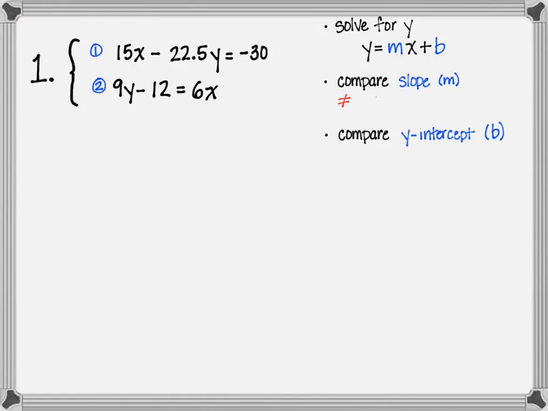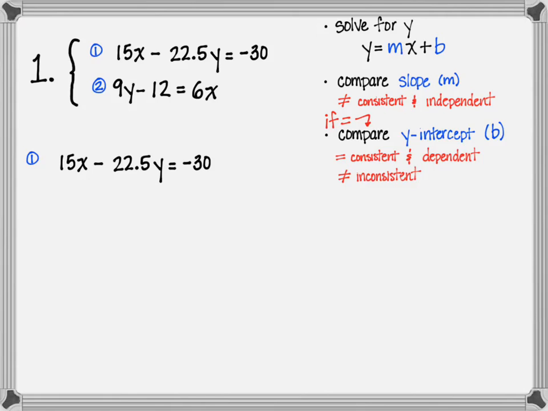If the slopes are not equal, then it's consistent and independent, meaning the equations would be graphs of lines that intersect. If the slopes are equal, then you have to compare the y-intercepts. And if the y-intercepts are also equal, then it's consistent and dependent, meaning they would graph the same line. If they are not equal, then it is an inconsistent system. They're parallel and do not intersect at all.